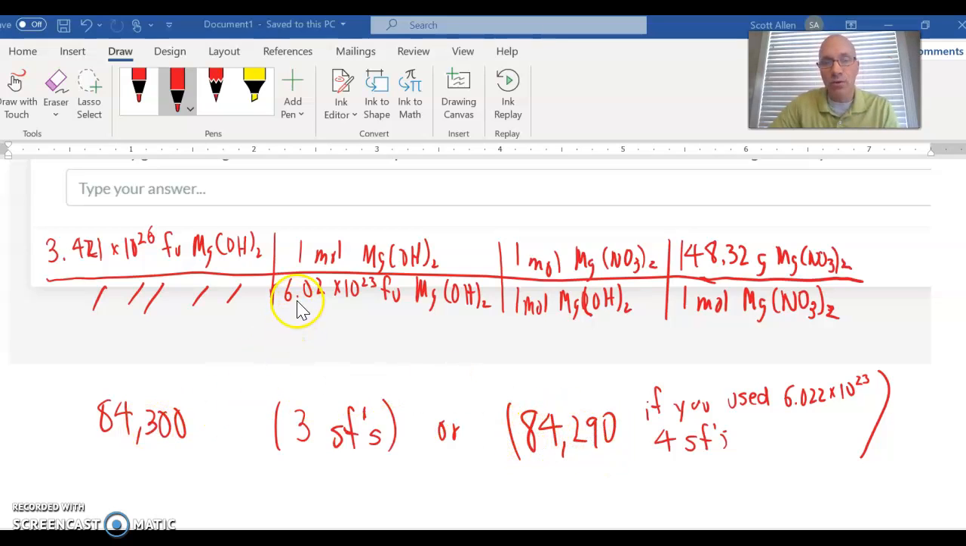So if you used this value for the number of formula units, your answer should look like this. If you used the one with the 6.022, your answer should look like this. Since I can't see how you did the calculation in this assignment, I would go ahead and accept either of these two numbers.